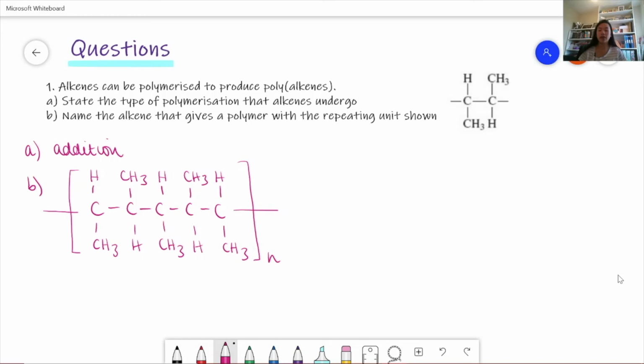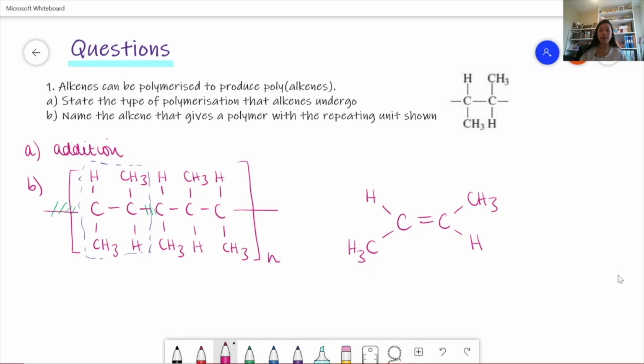And so we actually didn't need to draw this out, but to be able to look at the polymer and try and deduce the alkene from the polymer. So what we do is we have a look at the small section here, just the repeating unit. And we break the bonds, so we break this bond, and then we form a double bond. So we get a carbon with a double bond, and then we have a hydrogen and a methyl, and another methyl and a hydrogen. So this is the alkene that we get.